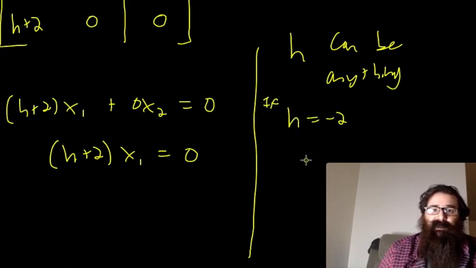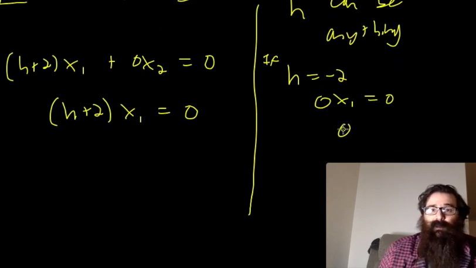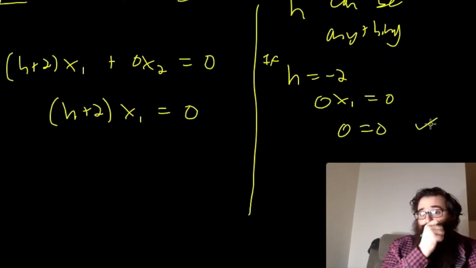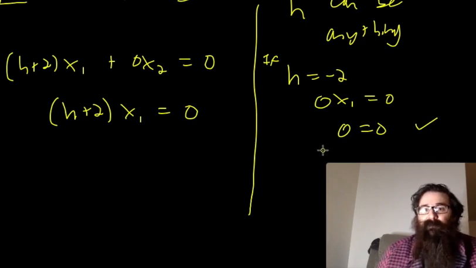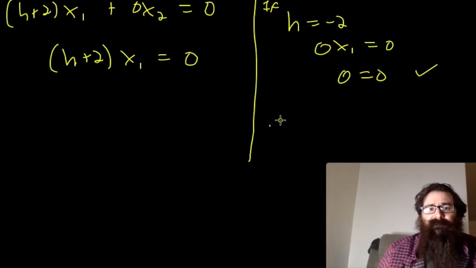What if h was negative 2? So we'll say if h is negative 2, and this is going to give me 0, right? Negative 2 plus 2. So I get 0x1 equals 0, which tells me 0 equals 0, which is a true statement. And that would actually give me free variables to the system, which is fine, right? That's not a bad thing necessarily. What if h doesn't equal negative 2? So I go, what if it's something else?